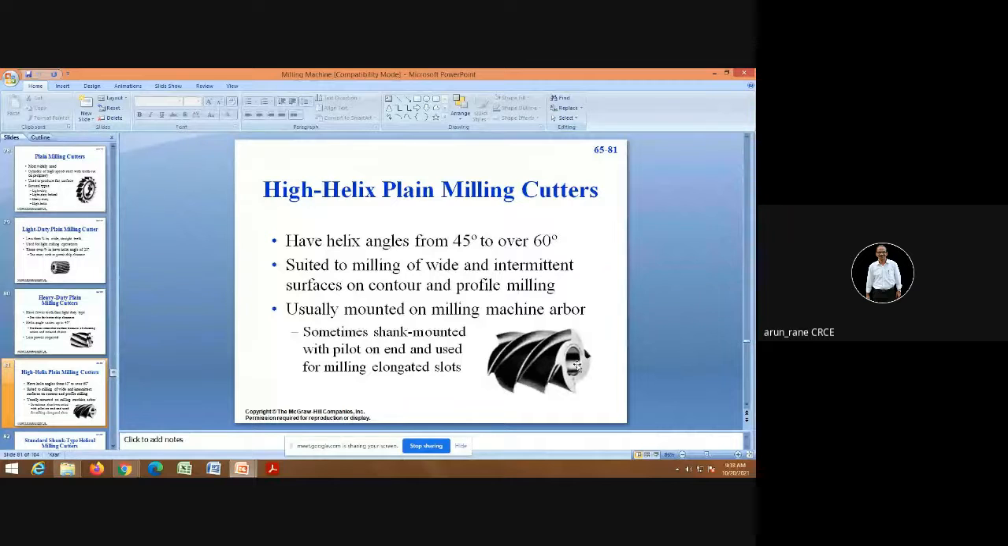And these cutters are mounted on an arbor. Obviously it will be horizontal milling machine, horizontal arbor, and you can note this bore is always ground, and there is a keyway, so that there is no relative motion between the shaft and the cutter. Relative motion means, suppose imagine if there is no keyway, if there is no key, then this cutter will slip over the arbor.